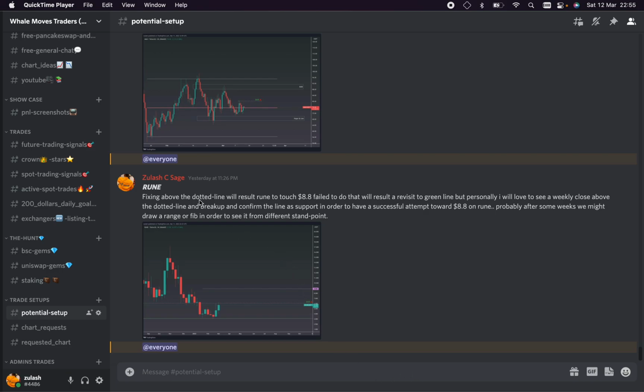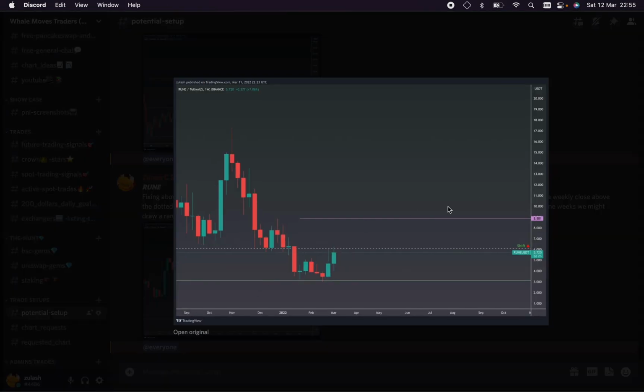So we take the example of Rune. You can see Rune here, and all the explanation about the chart. If we zoom into the chart, we can see what it is. The explanation says that when Rune has a daily close above this dotted line, and you confirm this dotted line as a support, then we can have a rally all the way to 8.8, right?